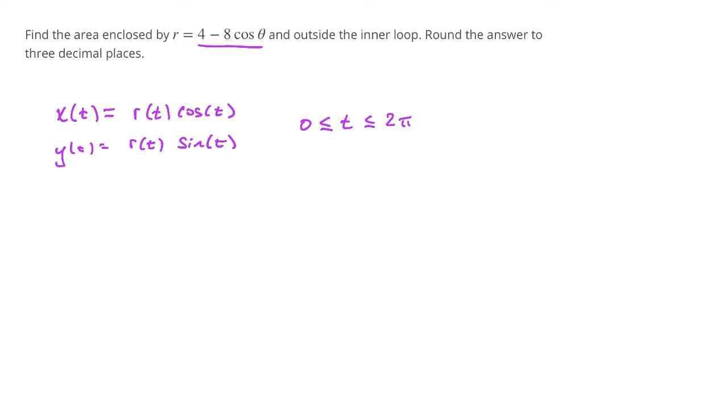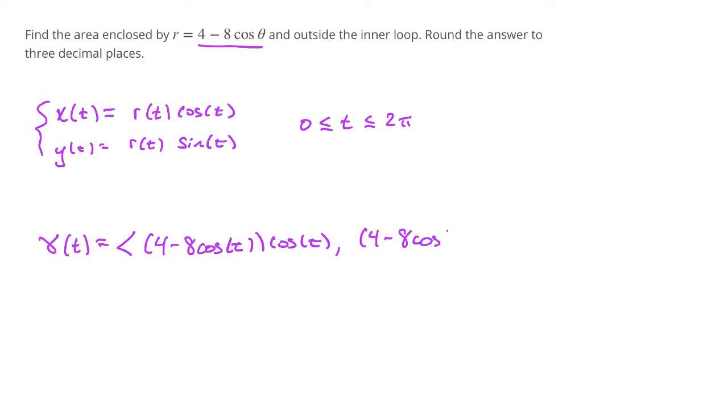So the actual curve that we're going to plot will be gamma of t, with 4 minus 8 cosine t times cosine t for the x function, and then for the y function, we'll have 4 minus 8 cosine t times sine of t.